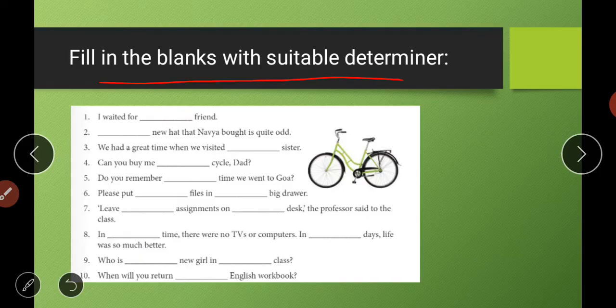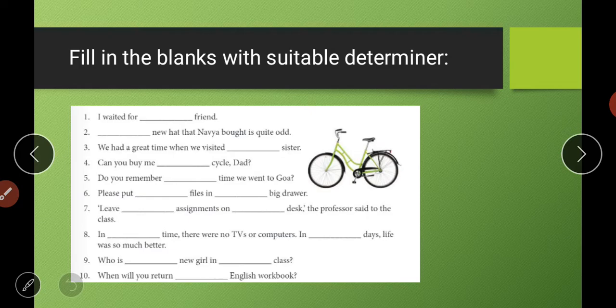Next is, in dash time there were no TV or computers. In dash days life was so much better. So we can simply say, in our time there were no television or computers. In those days life was much better, or much simpler, or whatever is mentioned here. So much better. So in our time there were no TV or computers. In those days life was so much better.